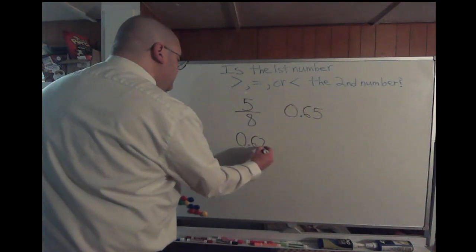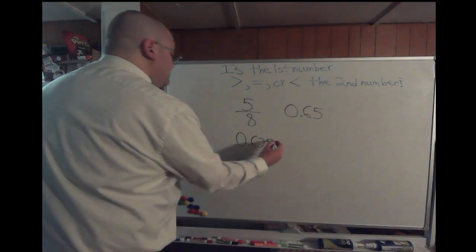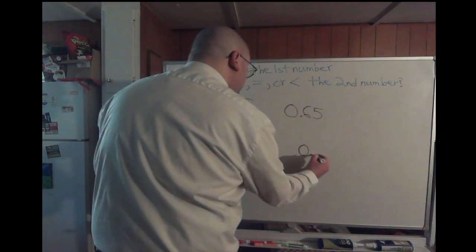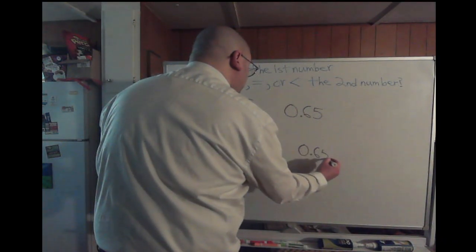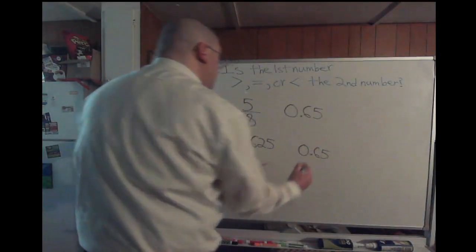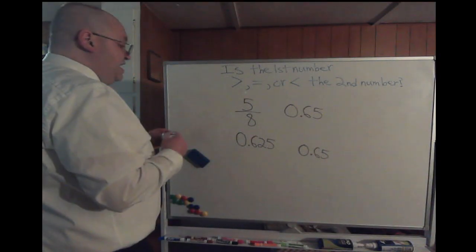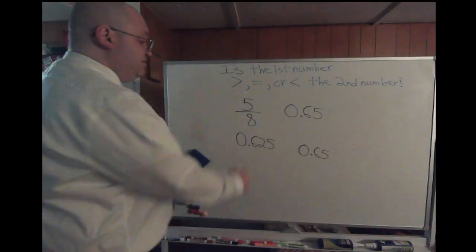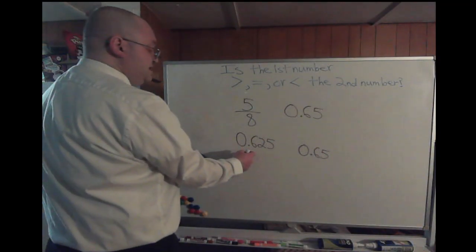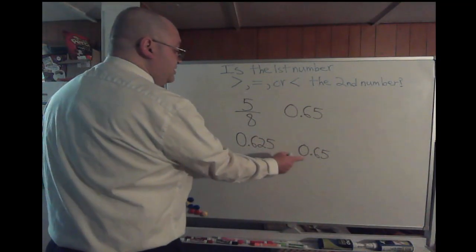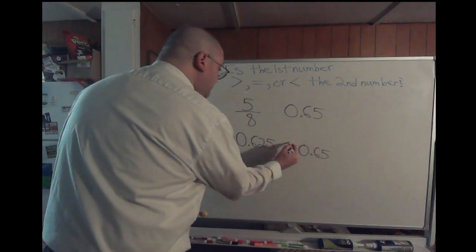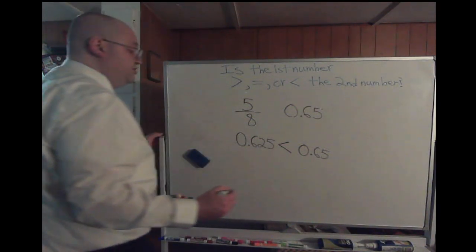0.625. Yes, I actually do know some of these in my head because I've used them so much. I don't know all of them, but there are times I still got to pull out a calculator. But 5/8 as a decimal is 0.625. So is 0.625 greater than, equal to, or less than 0.65? Well, it's going to be less than. It'll be less than 0.65.